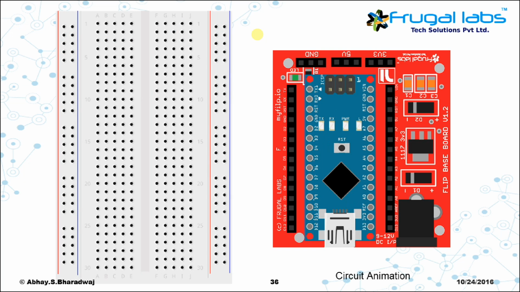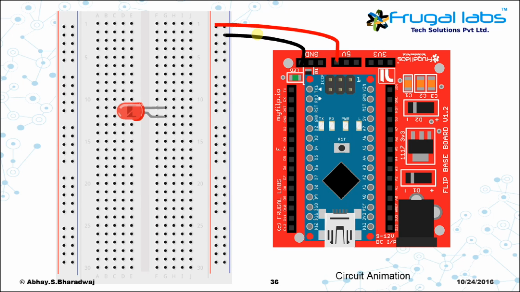So I'll teach you how to rig up the circuit. Place your Arduino board and breadboard side by side. Take a jumper cable and connect the 5 volts of the Arduino to the power rail of the breadboard. Take another jumper cable and connect the ground pin of the Arduino to another power rail of the breadboard.